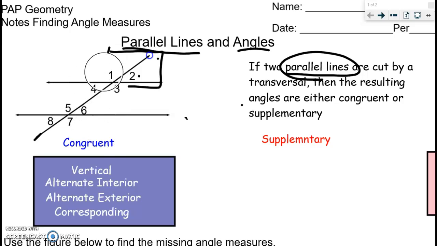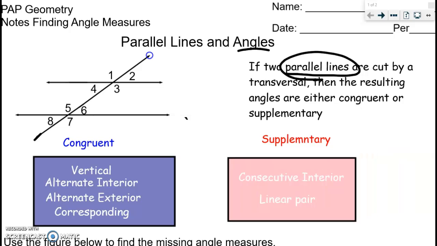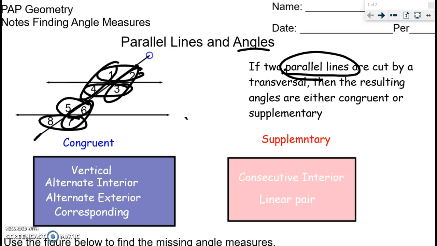And these are the ones that are going to be supplementary, meaning equal to 180 degrees. All of these. Consecutive interior angles. These pairs will always equal 180 degrees if we have parallel lines. Also, any set of linear pairs like 2 and 3, 1 and 2, 1 and 4, or 4 and 3, any set of those linear pairs will be supplementary. Same thing goes down for this group right here, 5 and 6, 6 and 7, 7 and 8, and 8 and 5.